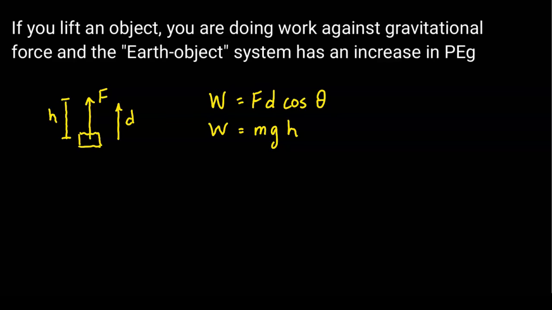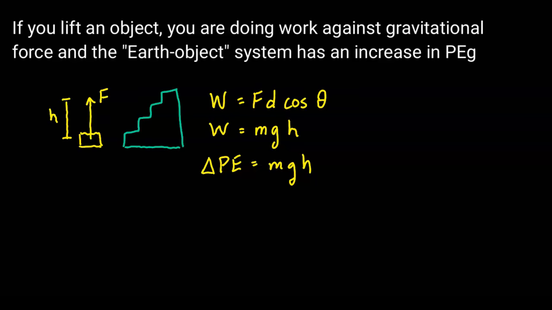And we have a name for mgh, and we call this gravitational potential energy. And really, it's the change in the gravitational potential energy that matters. And so we're going to write delta PE equals mgh, and this h is really the change in position. So rather than writing delta h, oftentimes we'll just write it as h. One of the nice things about calculating the change in potential energy is that it's path independent.